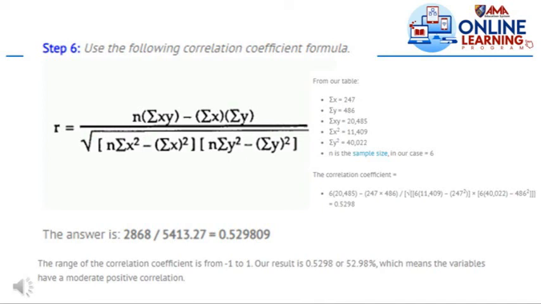So if we recall the indicators, the range of the correlation coefficient is from -1 to 1. So our result is 0.5298, or 52.98%, which means that the variables have a moderate positive correlation. This was based on the indicator table for interpreting the value of the coefficient, or Pearson r.